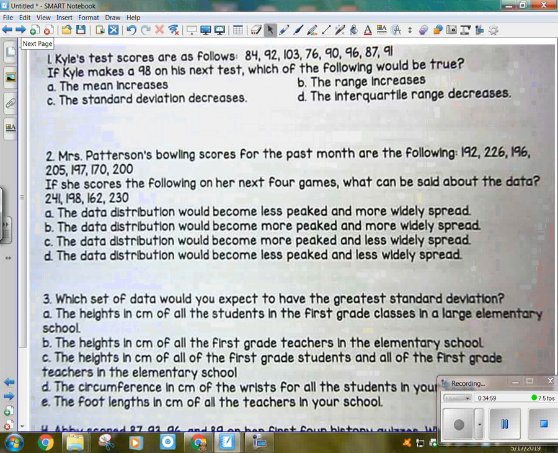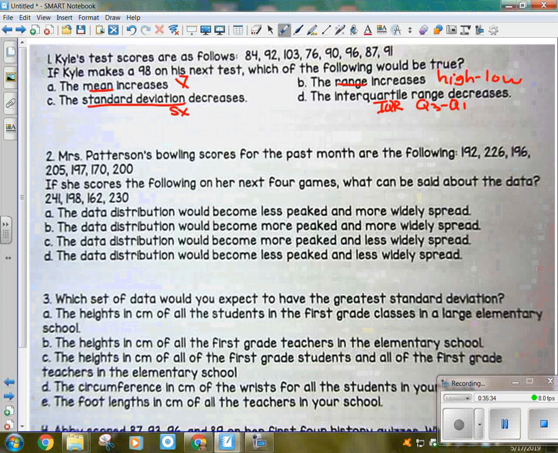Okay, now we just have some problems to practice. From this point on, number 1, Kyle's scores are as follows. If Kyle makes a 98, which of the following? So now we're listing: we have mean, that's the average. We have standard deviation, that's the Sx. We have range, which is the high minus the low. And then we have the IQR, which is Q3 minus Q1. So it's actually mentioning all of these different things we've been talking about.